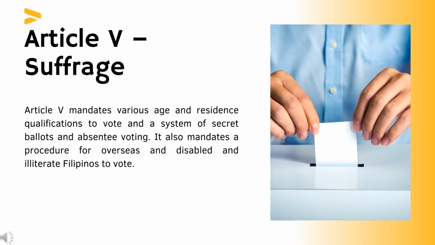Article 5, Suffrage. Article 5 mandates various age and residence qualifications to vote and a system of secret ballots and absentee voting. It also mandates a procedure for overseas, disabled, and illiterate Filipinos to vote.